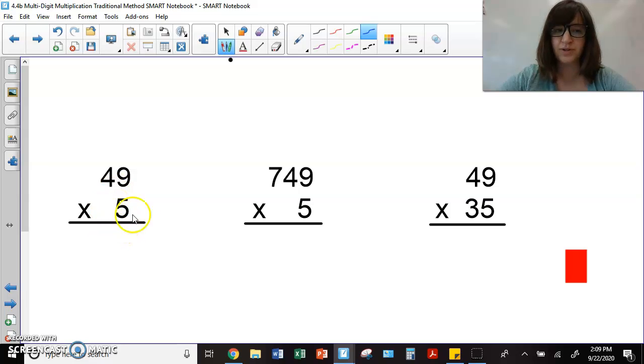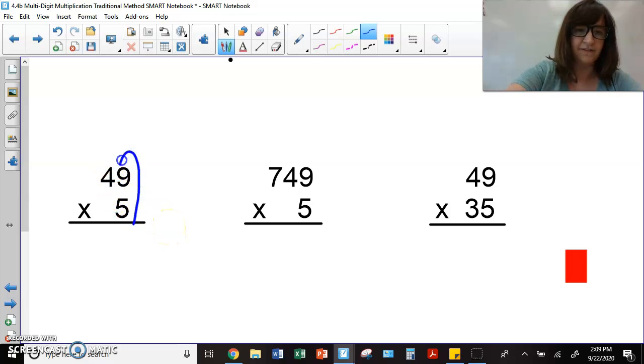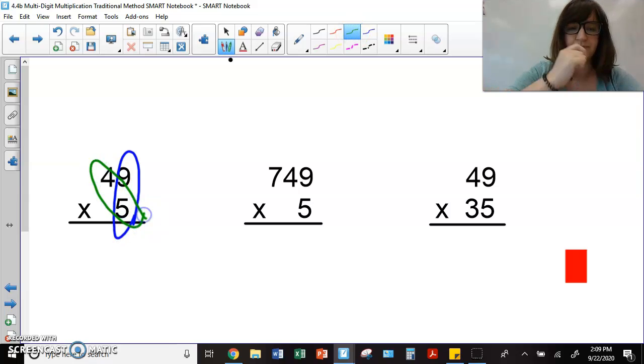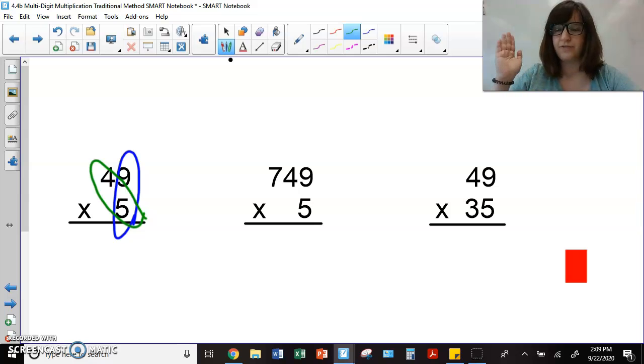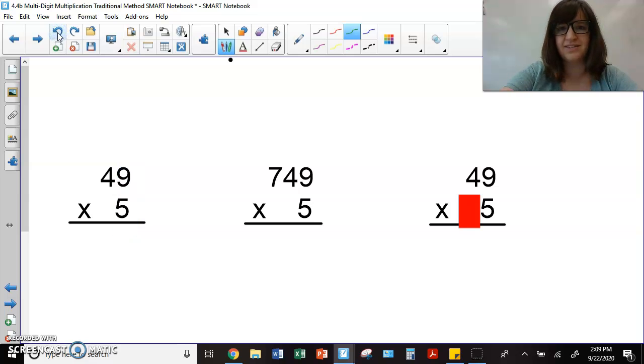What we're going to do is take the ones place and multiply it by the ones place on the top, and then multiply it by the tens place. We're going to multiply 5 times 9, and then we're going to multiply 5 times 4. Okay? So we're going to work from right to left, the opposite of the way you read. I'm going to take those circles away so that we can show our work.